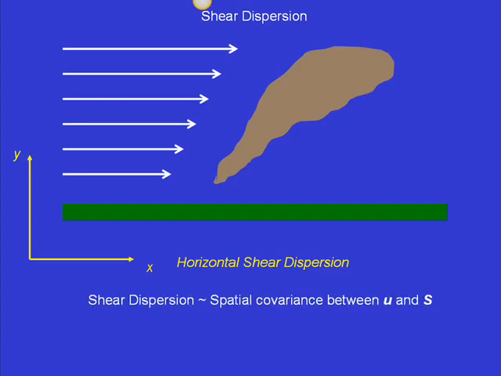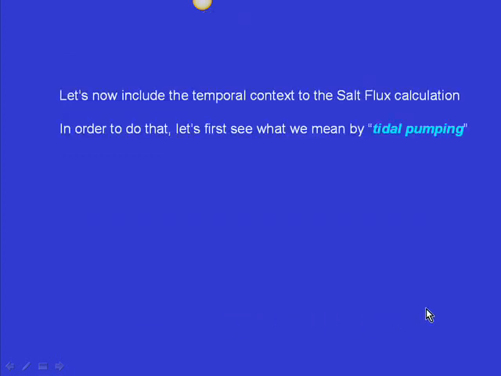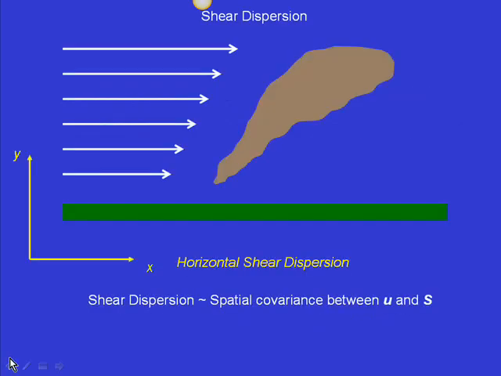So the shear dispersion can be looked at as a spatial covariance between the flow and the salinity. These represent fluctuations or deviations from the cross-sectional mean. So that's in the spatial context then. At any given time, the salt flux could be thought of as having two contributions, one from the mean flow and one from the sheared flow. Right.